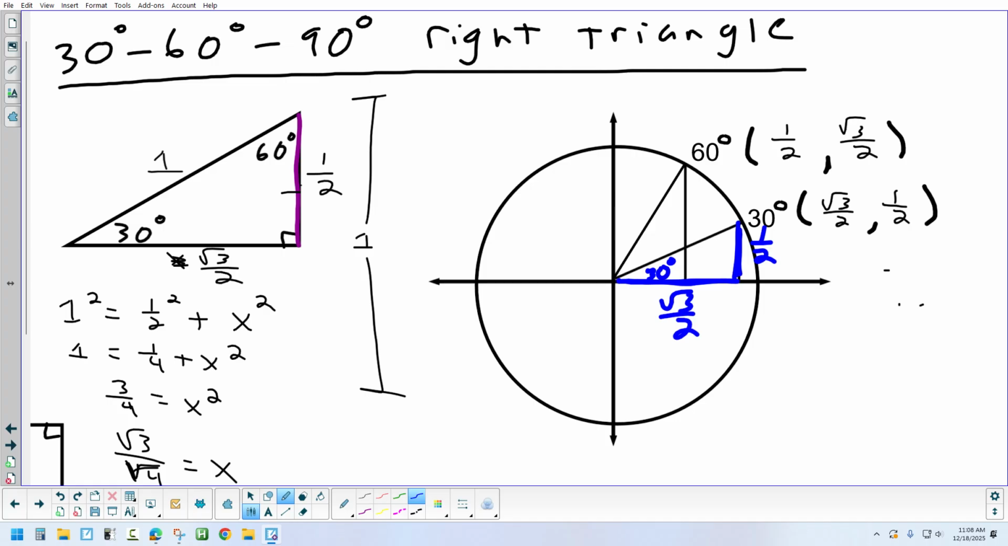Square root 3 over 2 is about 0.866. Okay, that's fine. Root 3 is 1.7 roughly. Okay, that makes more sense.